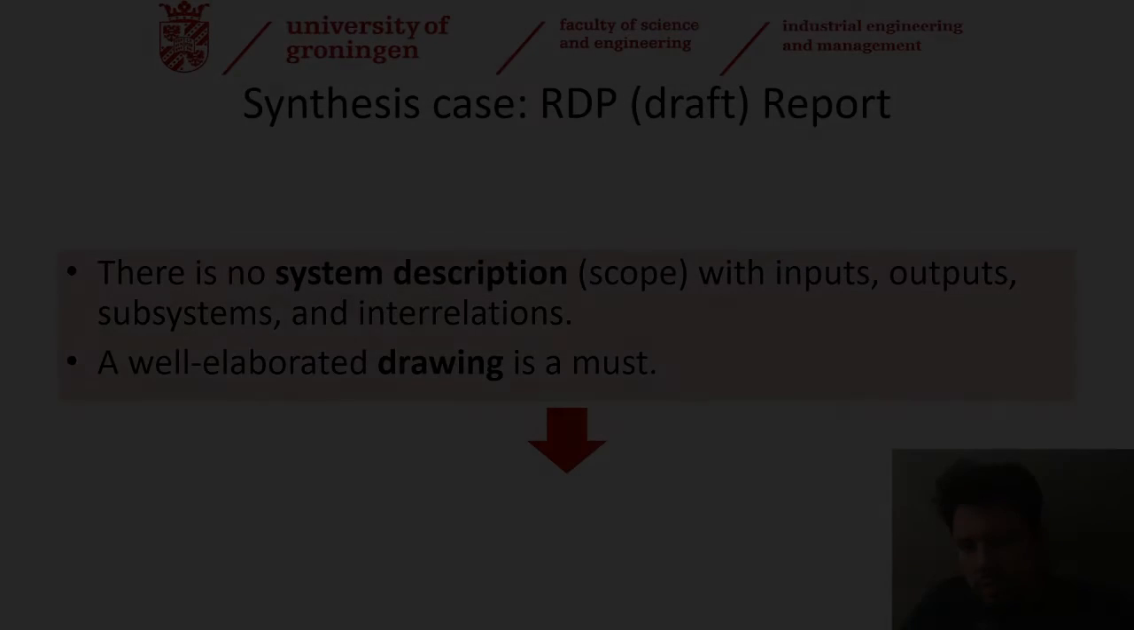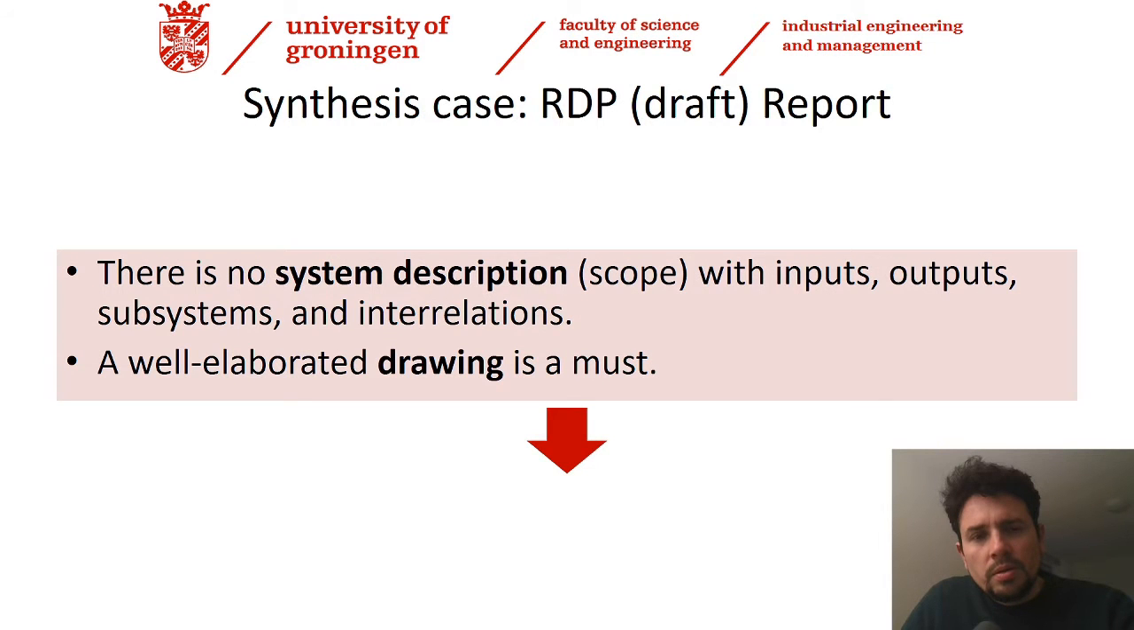Which brings me to the second point. No system description, no scope, no drawing with inputs, outputs, subsystems, and interrelations. Then we don't really understand the complexity of the problem you are dealing with. Certainly, before setting your problem statement, you should define your system. And it doesn't matter if it's a fundamental research question or a practical problem for an industry.